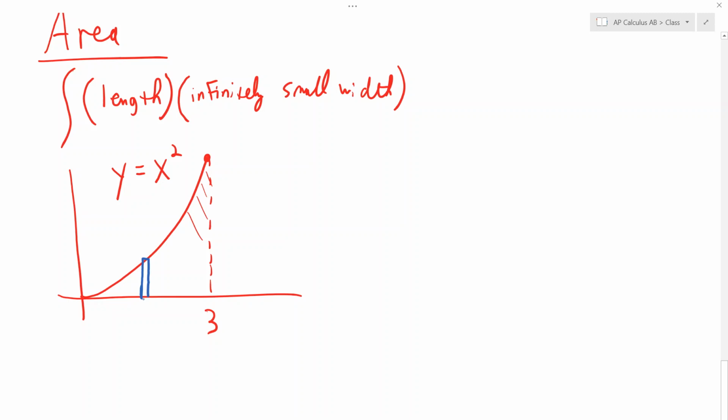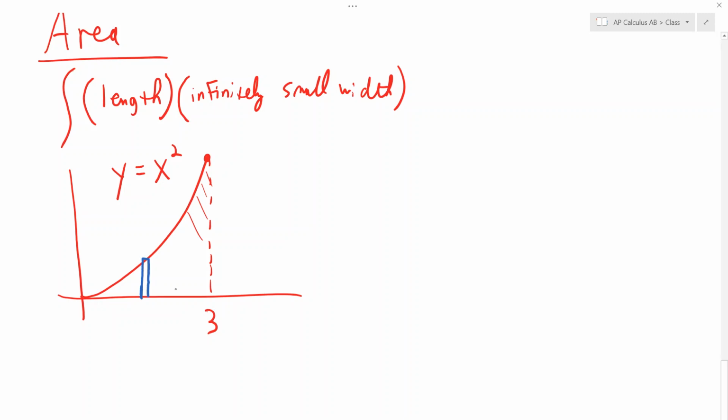There's a rectangle in there. I have to draw a thickness because I'm drawing this rectangle, right? But how many rectangles could I really draw between 0 and 3 in here? A million. Infinitely many, which means their thickness is actually infinitely small.